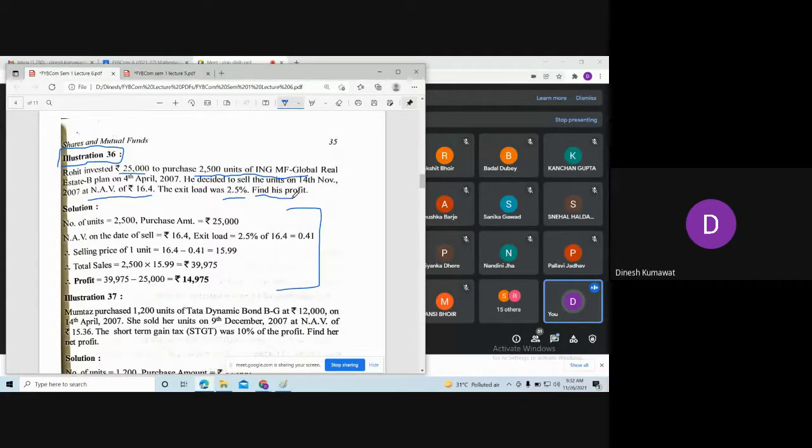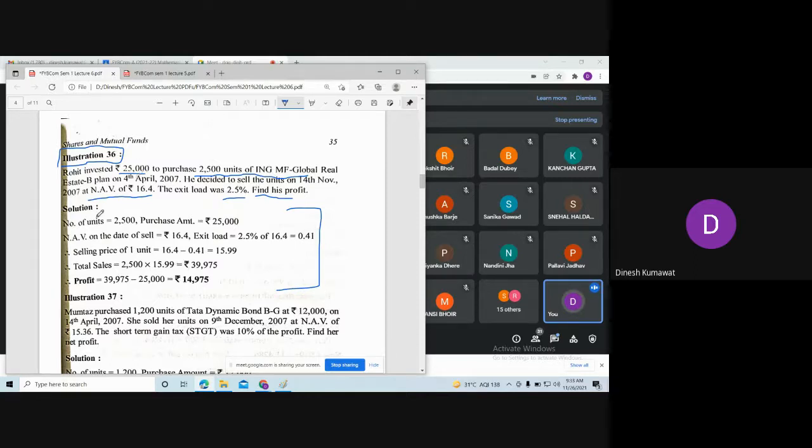Now if you observe this problem carefully, they ask us to find the gain, or you can say profit. And what do we know about profit? Profit is nothing but total sales minus total purchase, or you can say amount received minus amount invested. Here the amount invested is 25,000, which is given to us, and we don't know the amount received. So first our aim is to find the amount received.